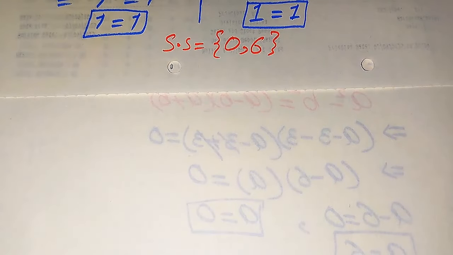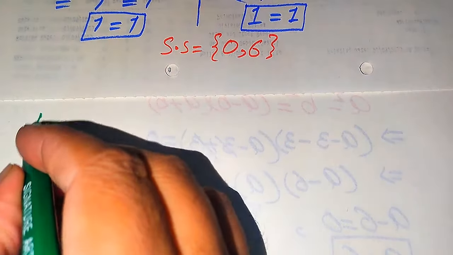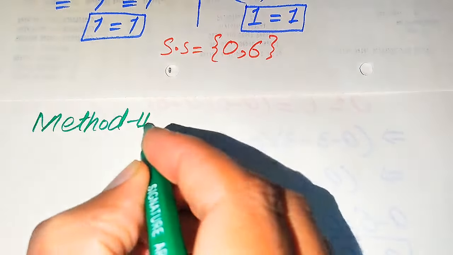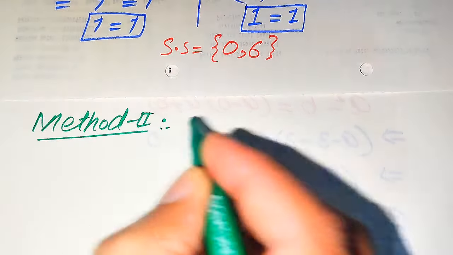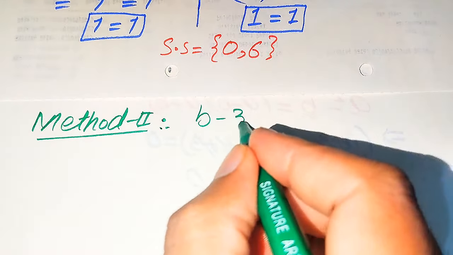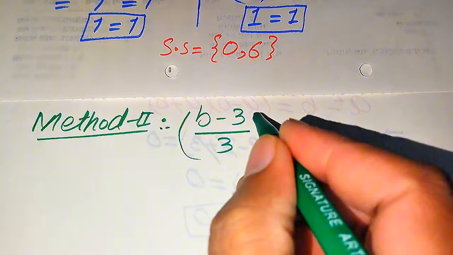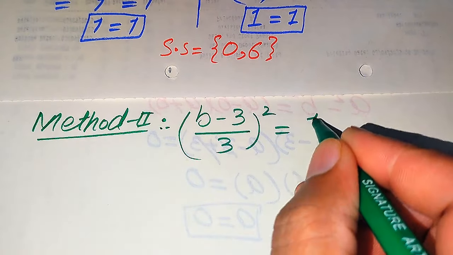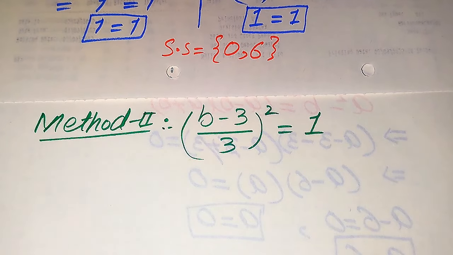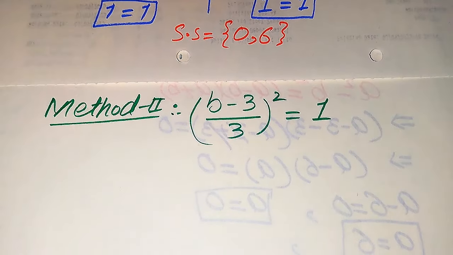And now in the next step we again solve this problem by a second method, and in the second method we need to copy down the given question statement here. The given question statement is (b minus 3) divided by 3, whole square, equals 1. This is our given question statement, and in this method we will give you another different approach to find the roots of this equation.